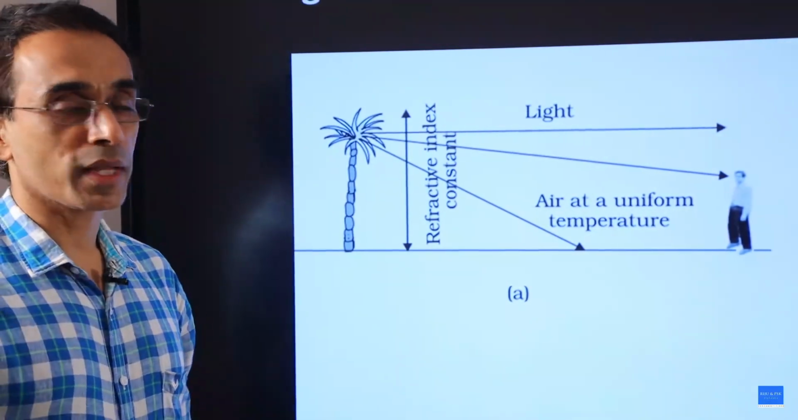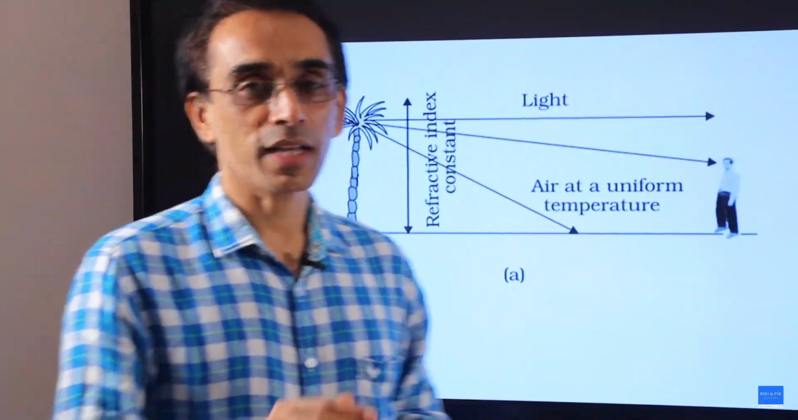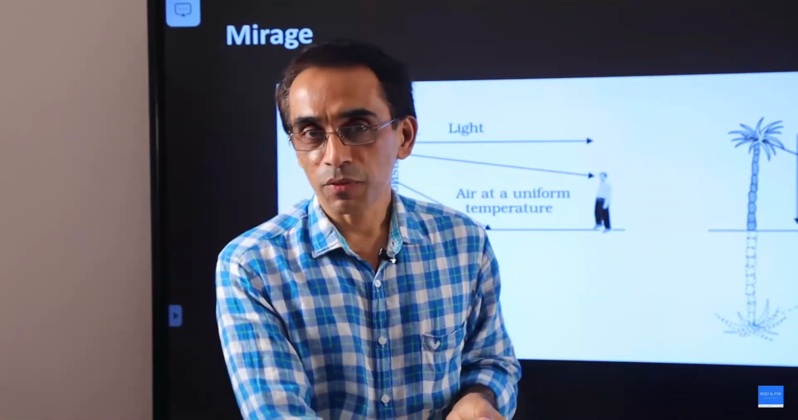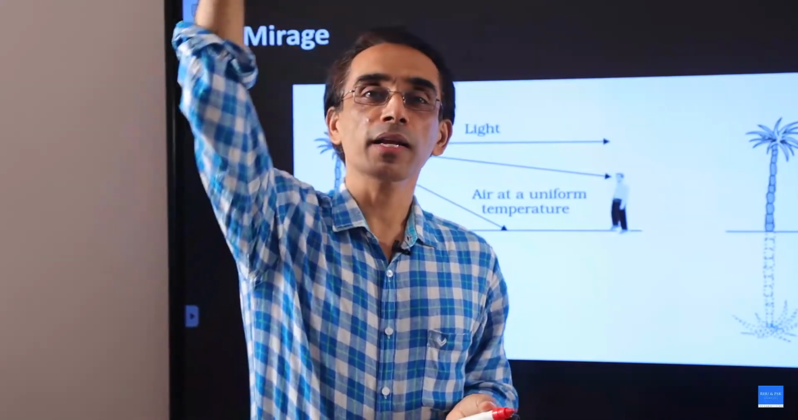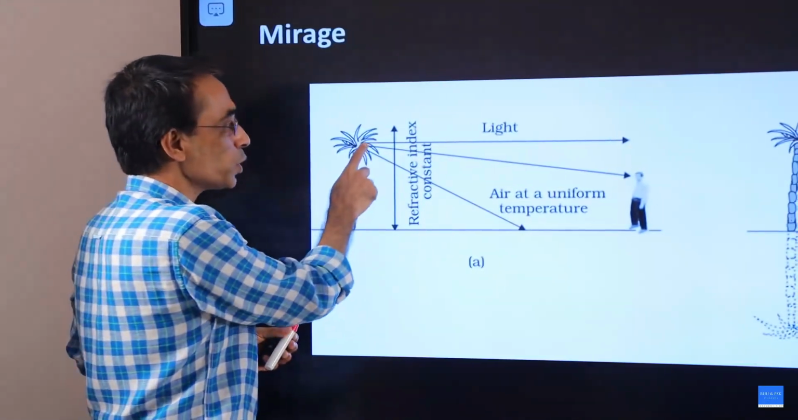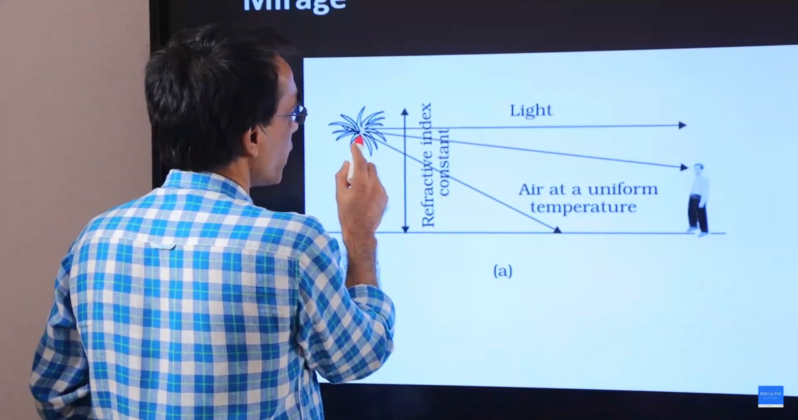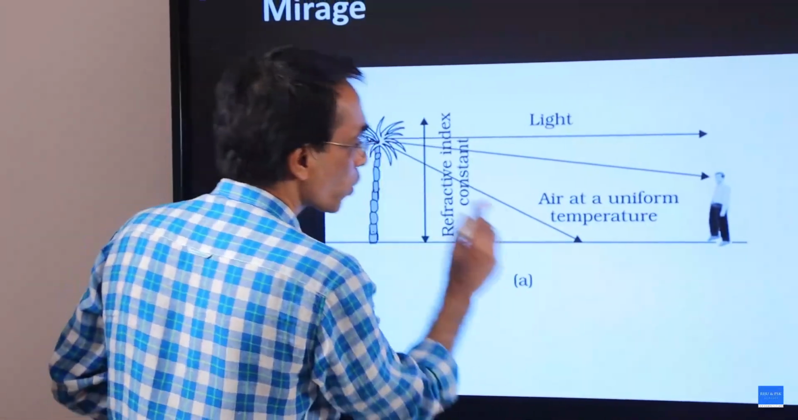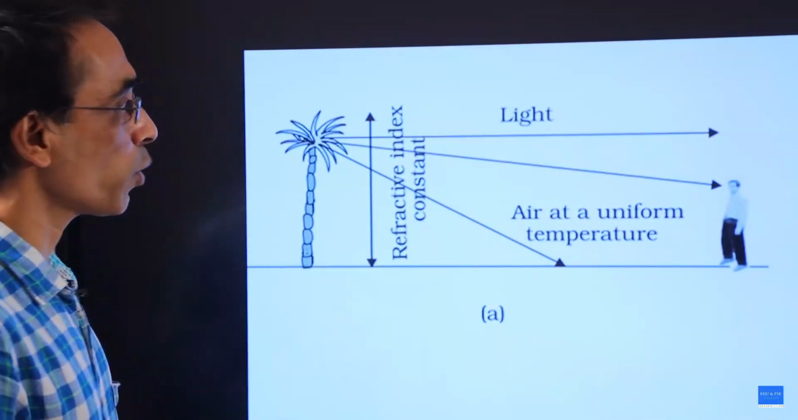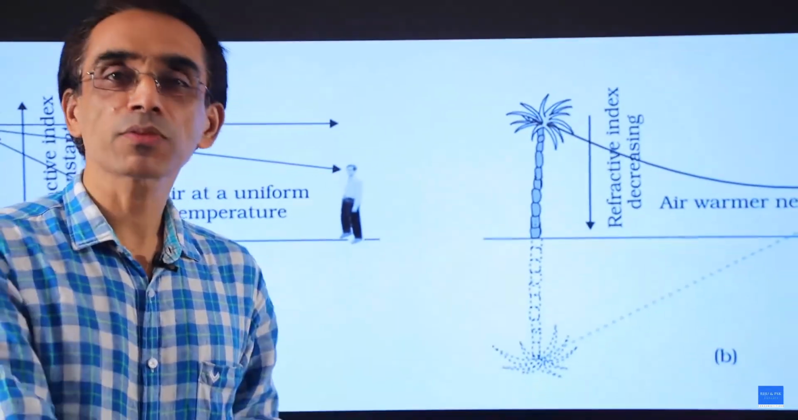When air is at a uniform temperature near the ground, the refractive index will be constant. So the refractive index of air at the very bottom and at your eye level or a little higher remains the same. There is no difference. When there is no difference in refractive index, then there is no refraction. So the light ray reflected from the tree will always go straight. So the person will see it straight. No refraction, no bending.